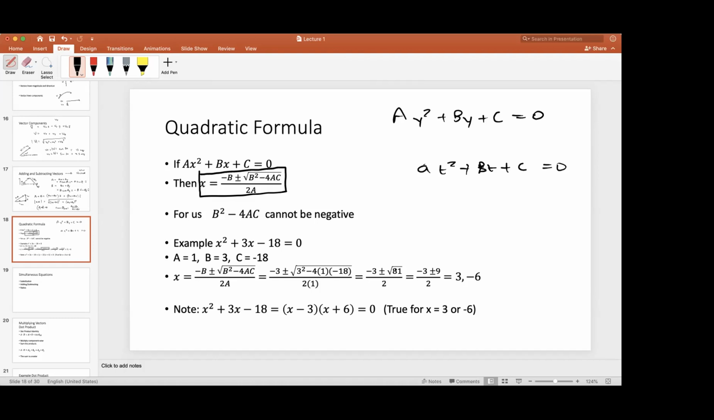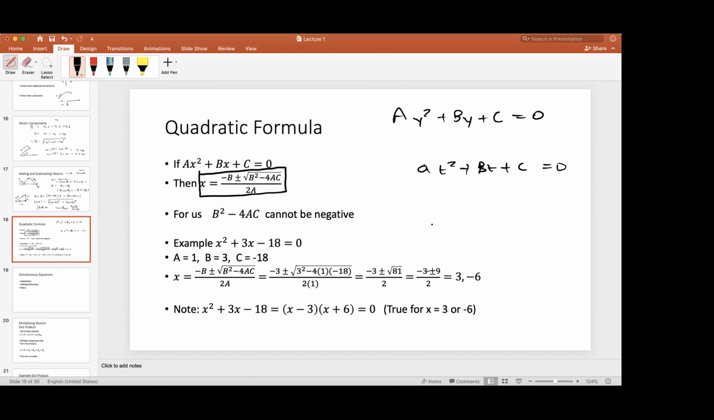We see that we get two numbers because there's a plus or minus here. The square root ends up being 9. So we get negative 3 plus 9 over 2, or negative 3 minus 9 over 2. Negative 3 plus 9 is 6 over 2, which is 3. Negative 3 minus 9 is minus 12 over 2, which is minus 6. And from that, we get that our answer is 3 or minus 6.